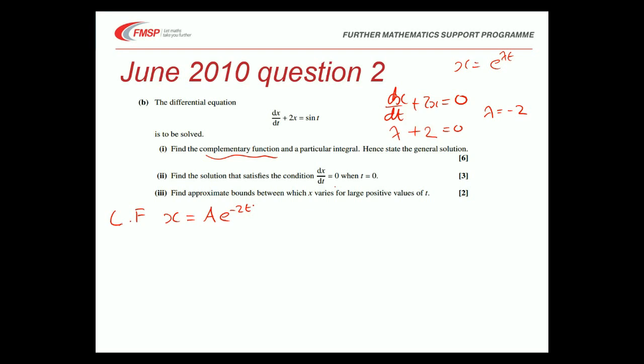Let's look at the particular integral, and to do this we need to try a solution. The right hand side is a trig function, so the obvious thing to do is try a solution which is made of trig functions. All we need is to find a solution that fits this. We can add it onto the complementary function and we have a general solution. But in general, just like with second order, you need to try both trig functions in order to get one of them. So I'm going to use Greek letters.